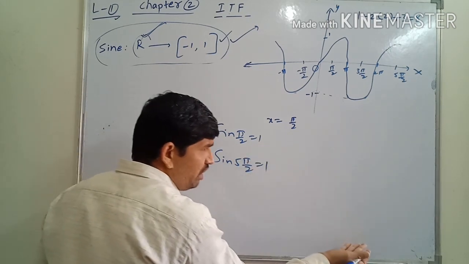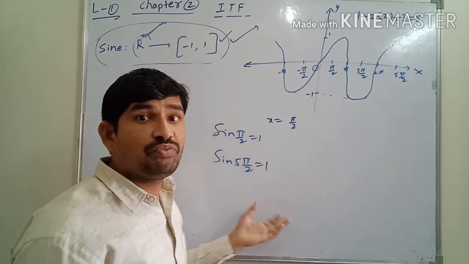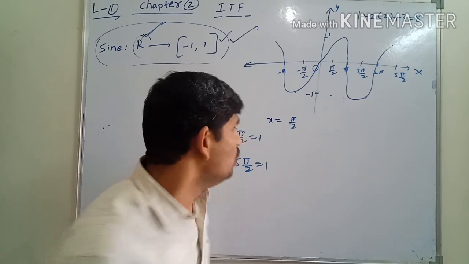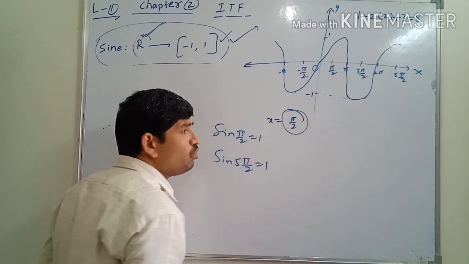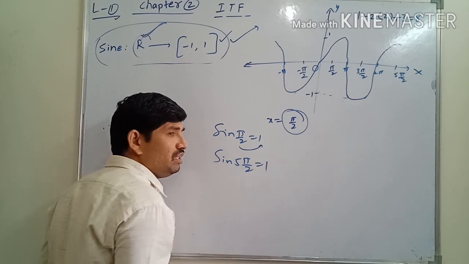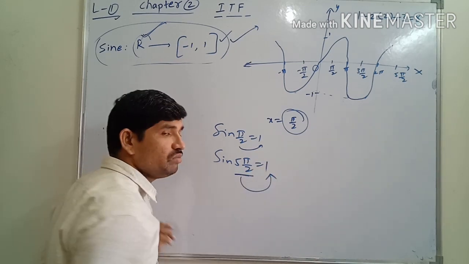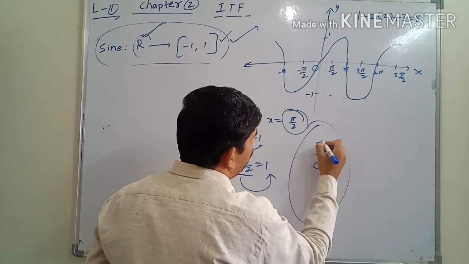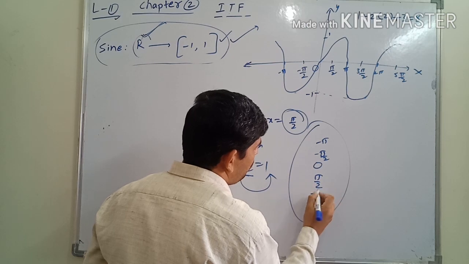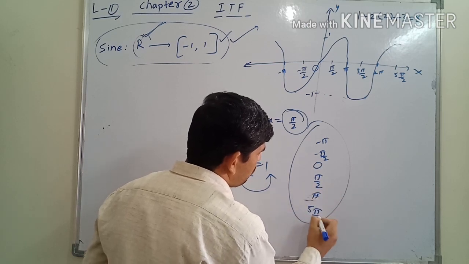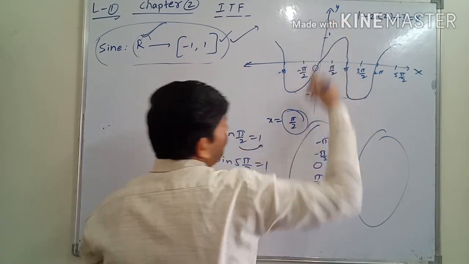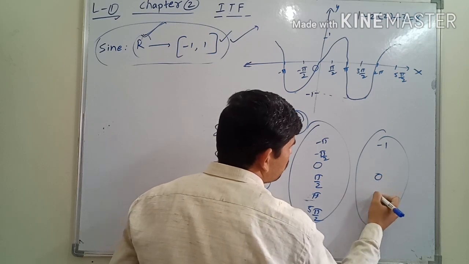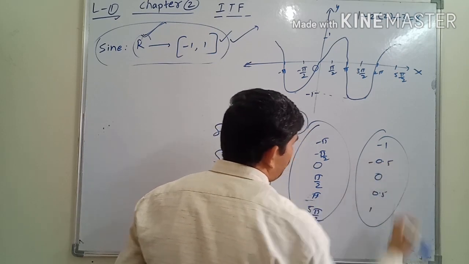Just now I told you a one-one function means different elements in set A have different images in set B. So at x equal to pi by 2 the sine value is 1, and at x equal to 5 pi by 2 the sine value is also 1. I will write here 0, minus pi by 2, pi, 5 pi by 2 like this. The values will definitely lie between minus 1 and 1, so 0, 0.5, minus 0.5.